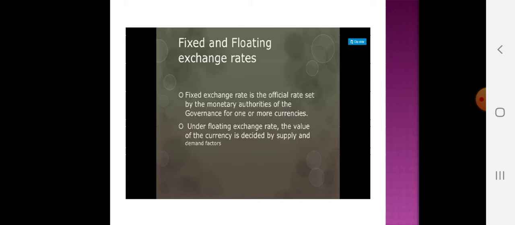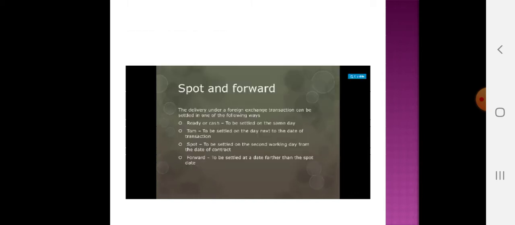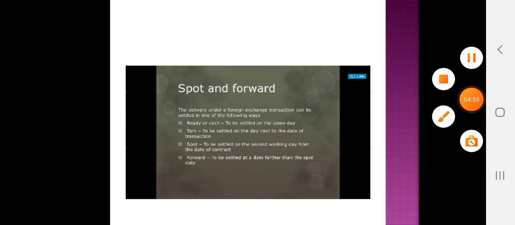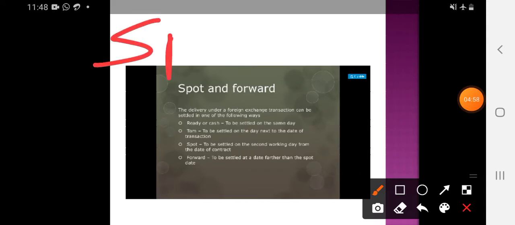Next is, what are the different types of foreign exchange market? There are different types of foreign exchange market. First is spot.